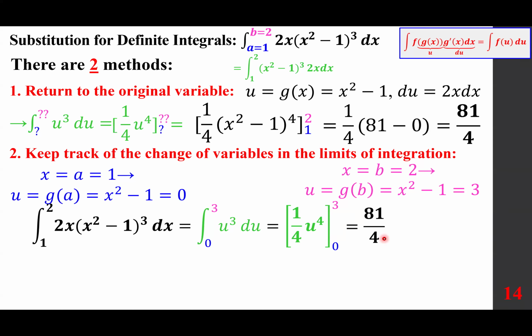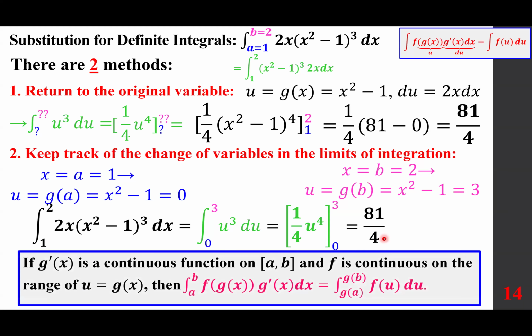So that means the following theorem. If g prime of x is a continuous function on a to b and f is continuous on the range of u equals g of x, then the integral of a to b f of g of x g prime of x dx is the integral of g of a to g of b f of u du. In short, what it means is that just plug in the lower limit into the function u, find the new lower limit, the upper limit, find the new upper limit. That's all it means.